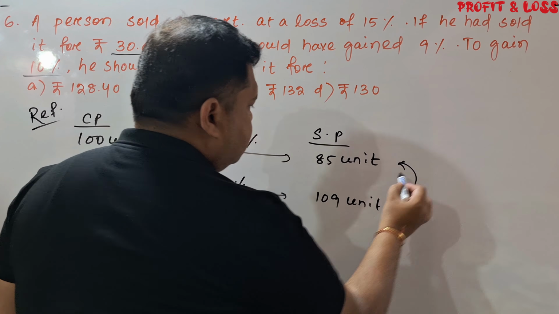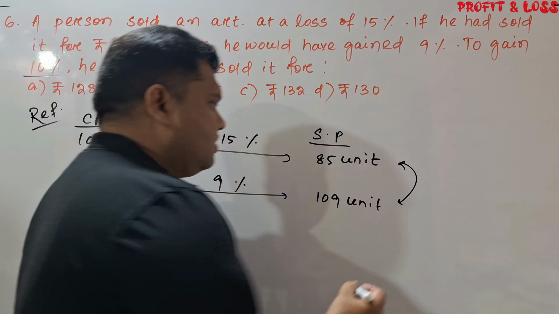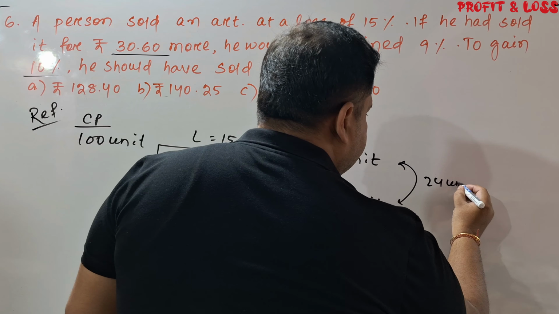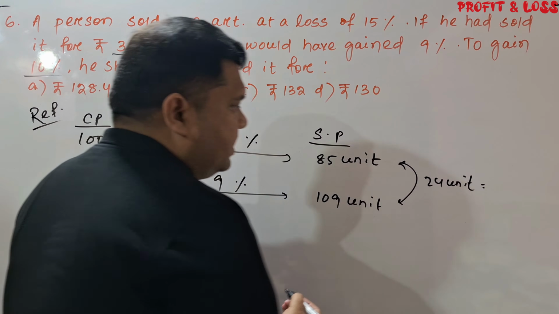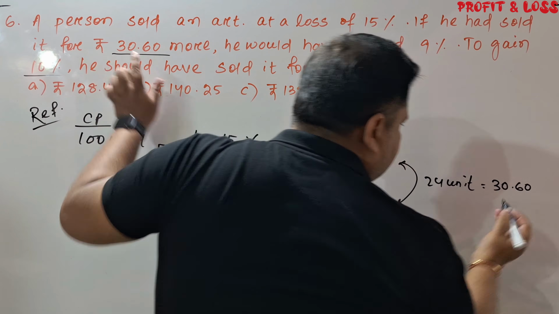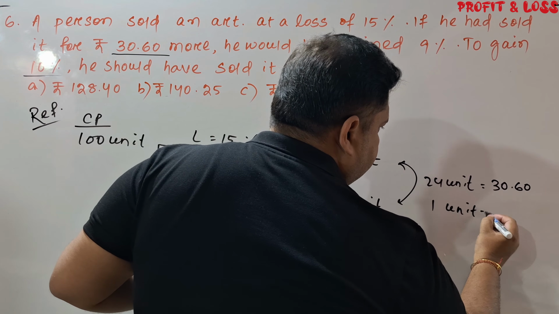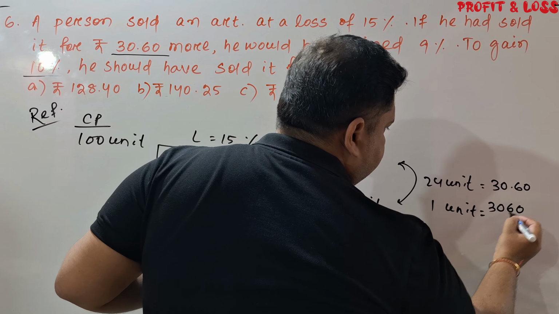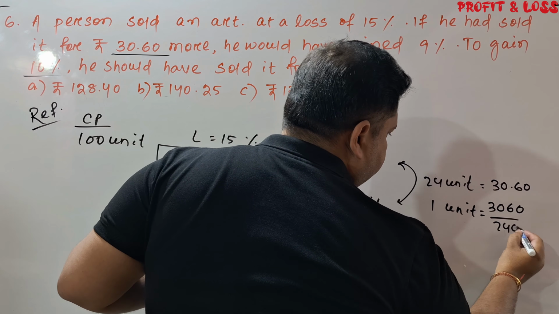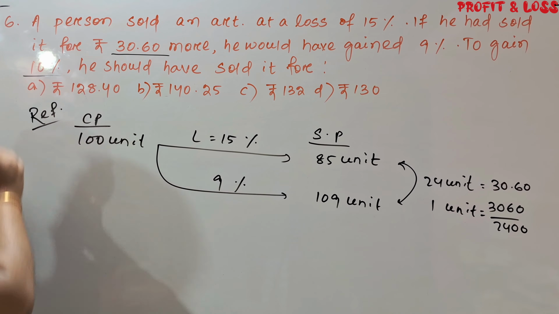Acha. This difference is what? 85 to 100 is 15, plus 9, 24. So 24 units is the gap. 24 units is equal to how much? This real data, 30.60. So it is a calculation based question. So 1 unit is equal to how much? Directly you write 3060 divided by 2400. Done for calculation.